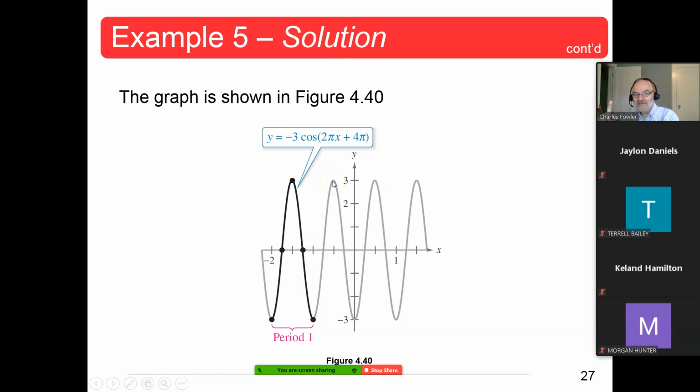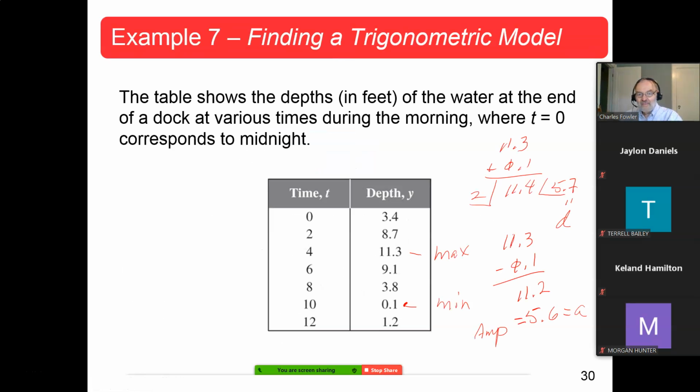So what we have here, the time interval between, where is my pen? There we go. The time interval between here and there, that's 6 hours. So our period is equal to 12 hours, right? Because the max to min, that's going to be half of a period. So the full period is going to be 12 hours.